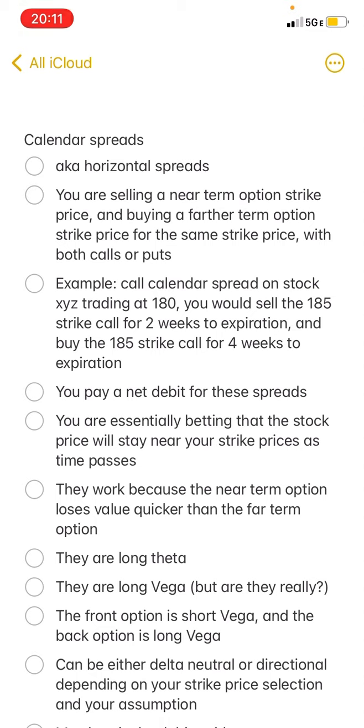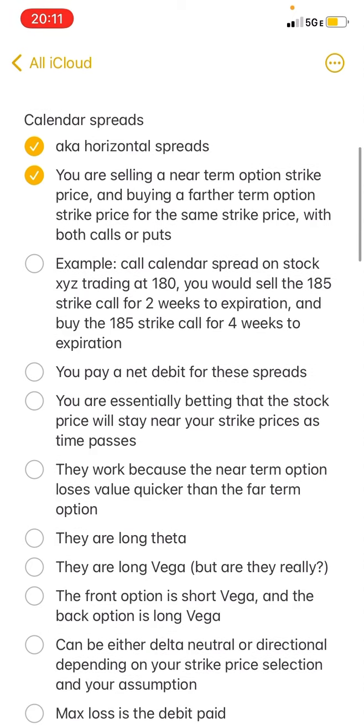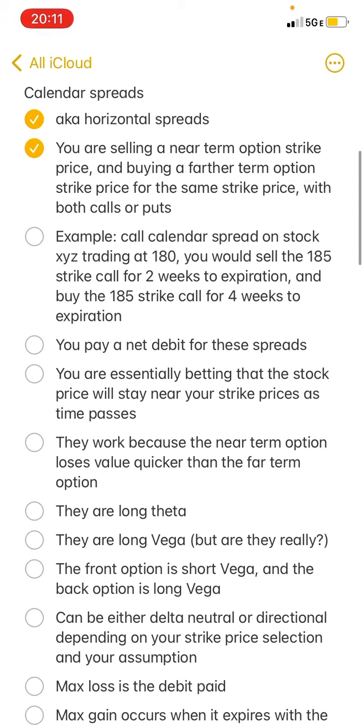All right, so let's get started. So calendar spreads, aka horizontal spreads. The reason it's called a horizontal spread is because it is the same strike price at two different expiration periods. So basically what you're doing is you are selling a near-term option strike price, and then you're buying a farther-term option at the same strike price, with either both calls or puts, right?